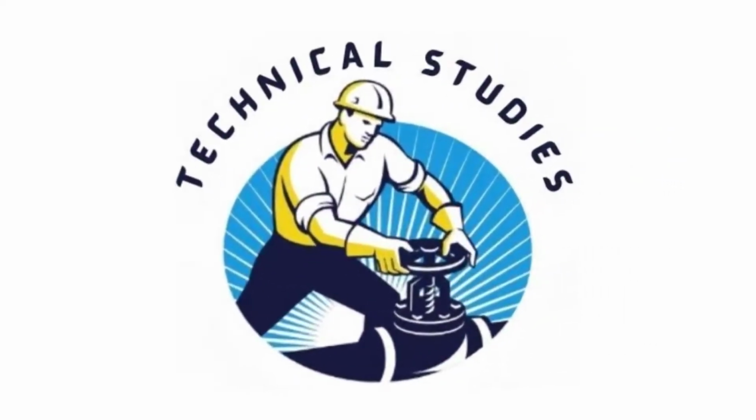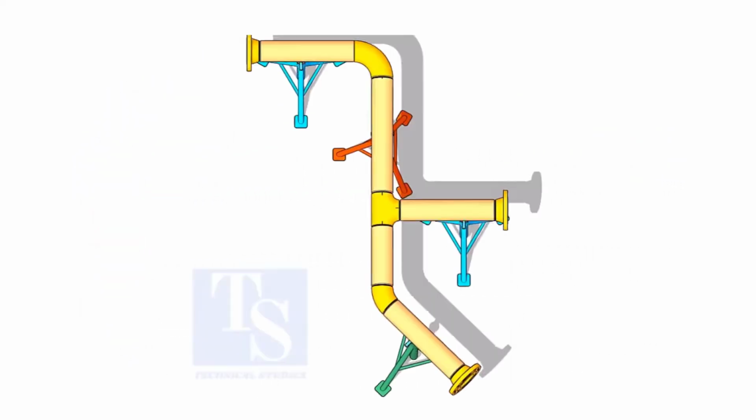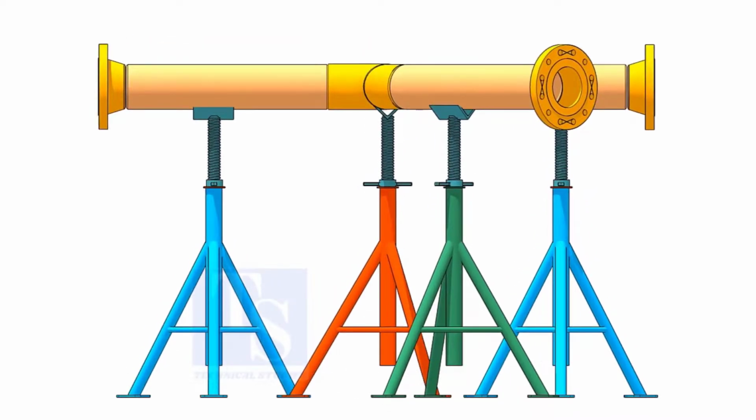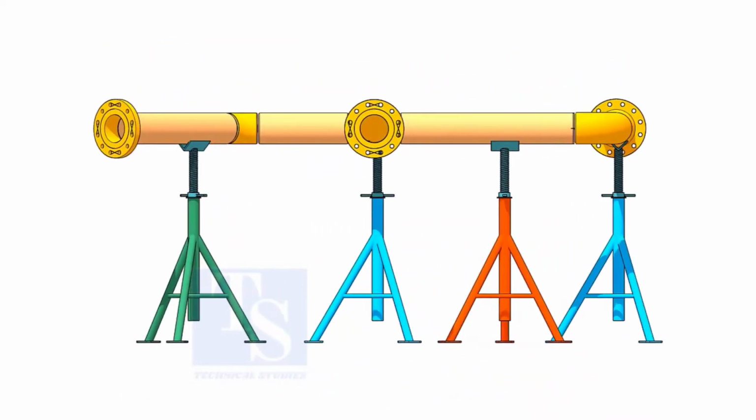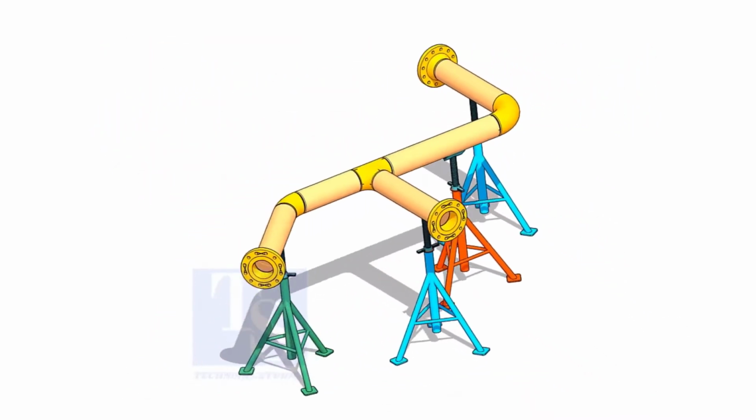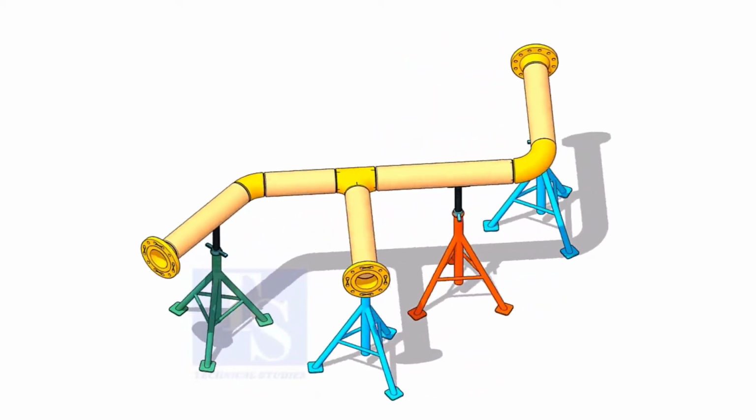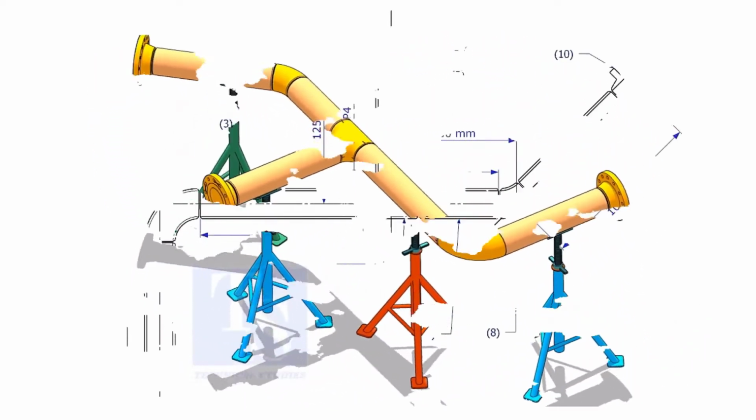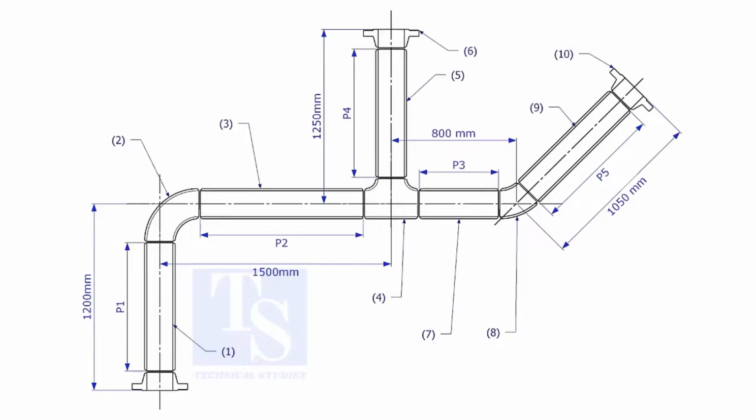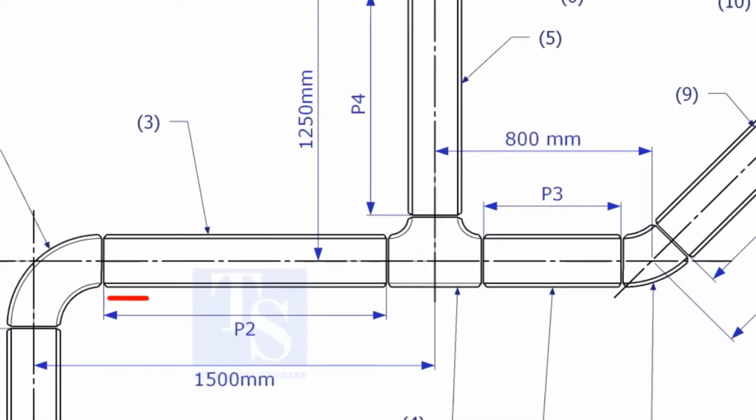Welcome to Technical Studies. If you get an isometric drawing for fabrication, what will you do first? I am sure you will check the size of the pipe, then the pipe schedule, flange class, etc. One of the main tasks in pipe fabrication is marking the length of the pipe.